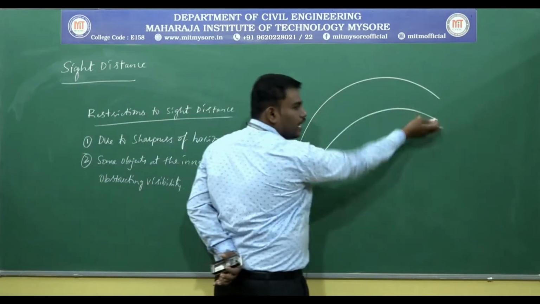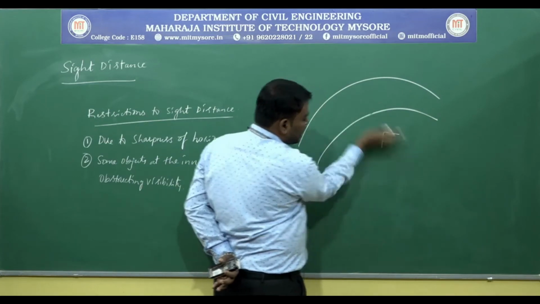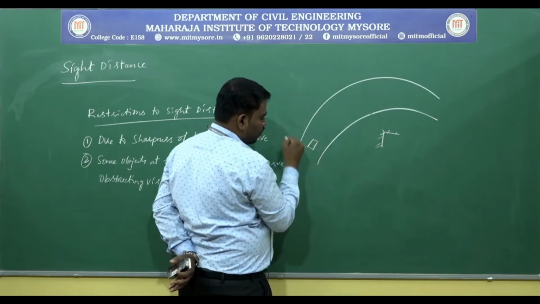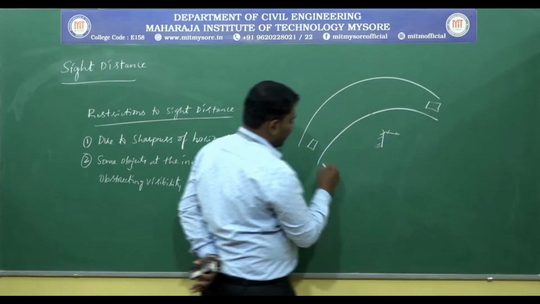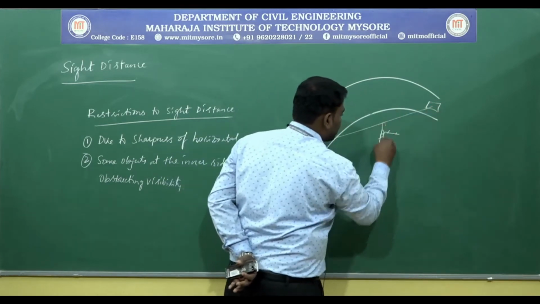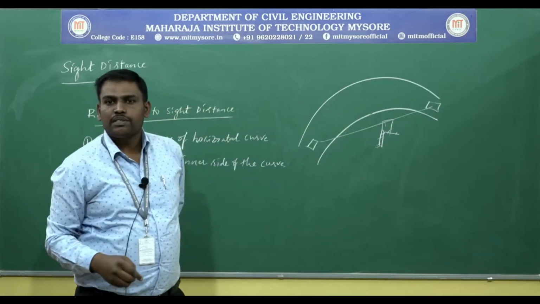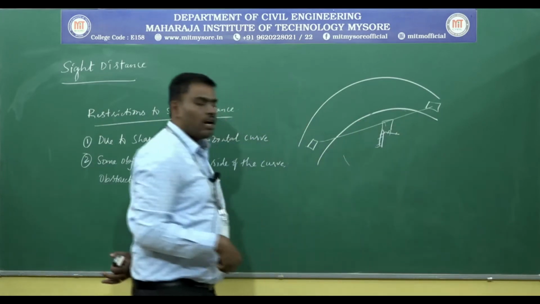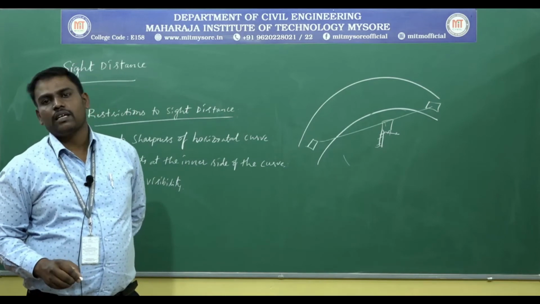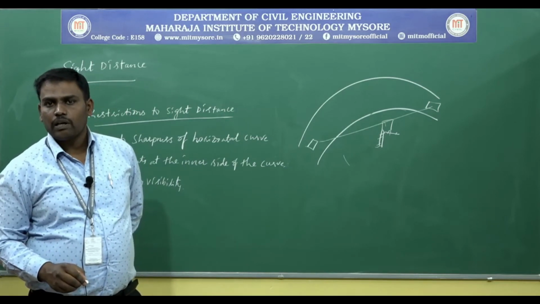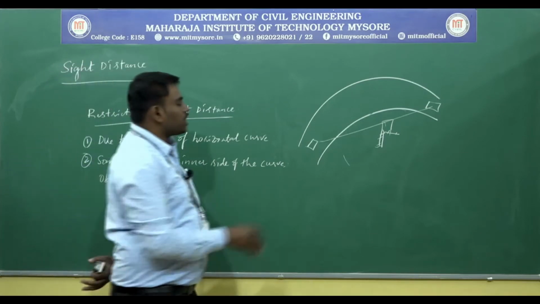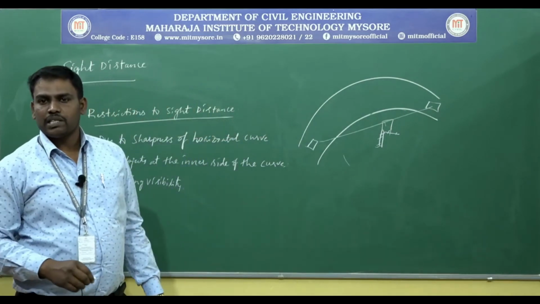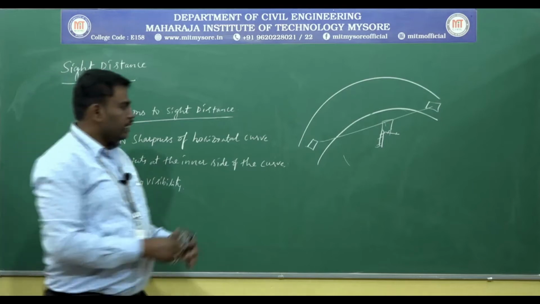If this is a horizontal curve and some objects, some building, are present at the inner side of the curve, and one vehicle is at this portion and another vehicle at this portion, the object present at the inner side of the curve may obstruct the visibility, particularly at horizontal curves. Is it clear?